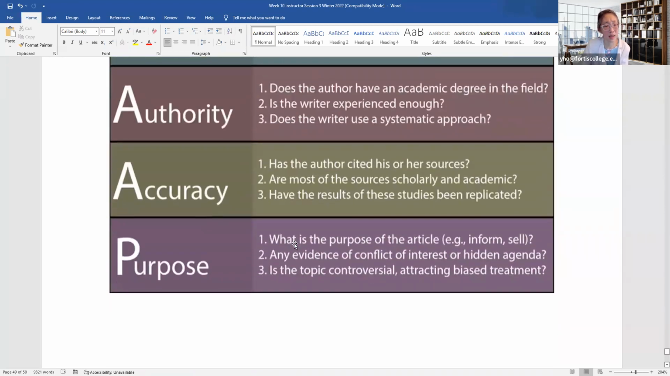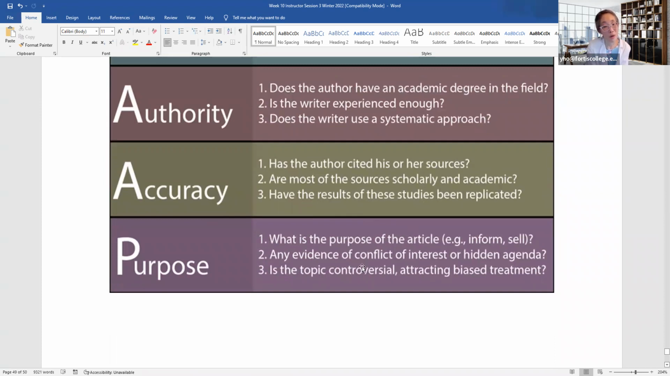Accuracy. This is a la Wikipedia. Has the author cited or not cited her sources? Are most of the sources scholarly or academic? Or are they from the National Enquirer and Wikipedia? Have the results of these studies been replicated? You're like, what? That's got to do with, is it a peer-reviewed article? Okay, so replicated means peer-reviewed.